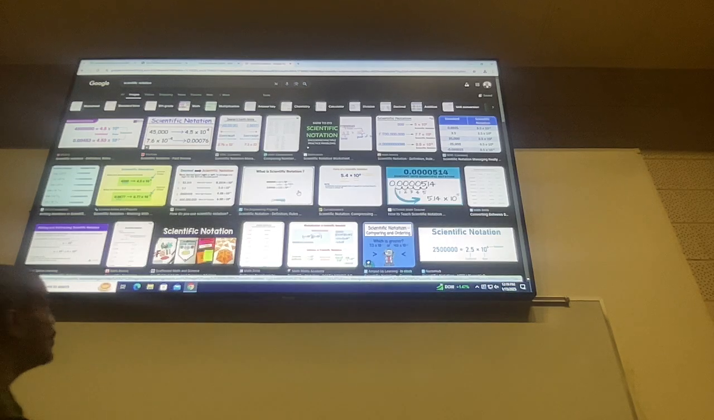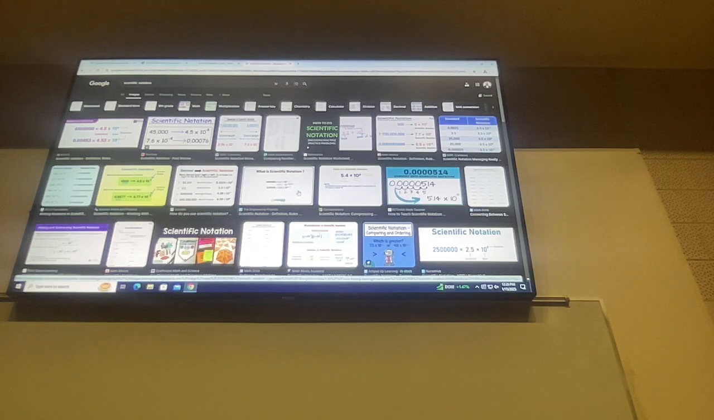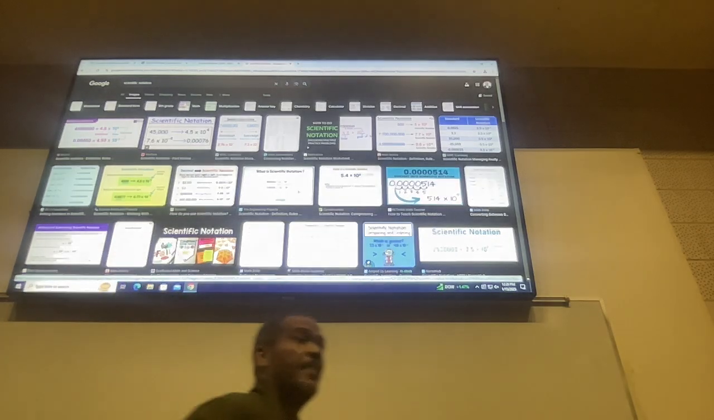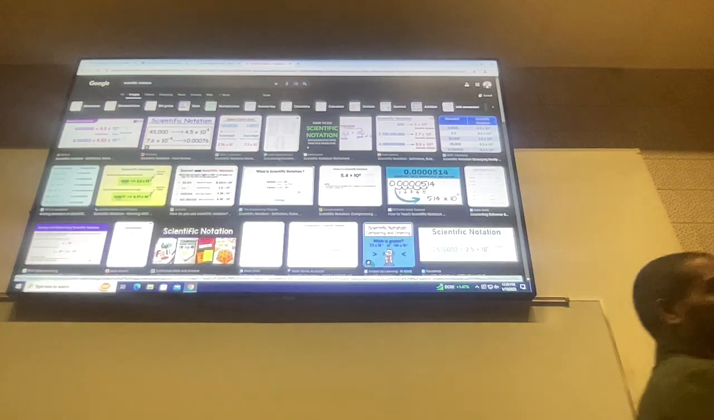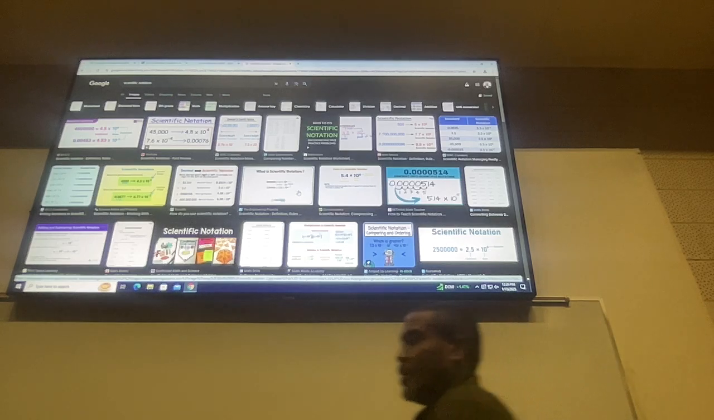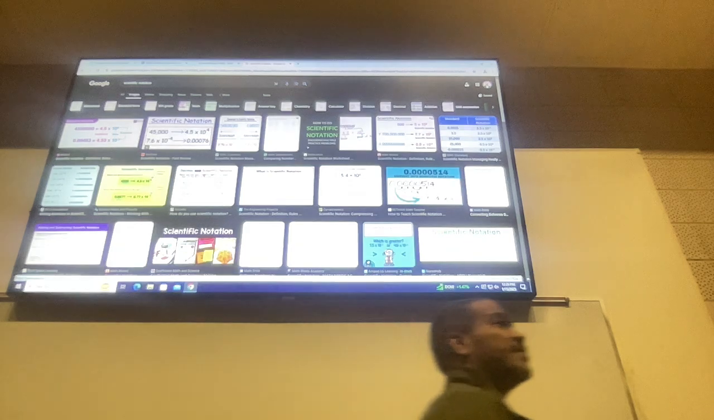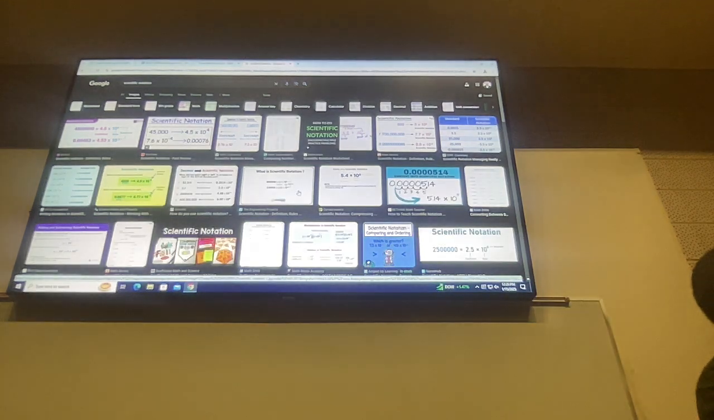All right. So everybody in here is familiar with scientific notation, right? Yes? No? Did it before? All right. So what is scientific notation? What's the point of scientific notation? Like, what is it? Why do we need to learn it? Why is it important? Why do y'all think it's important?